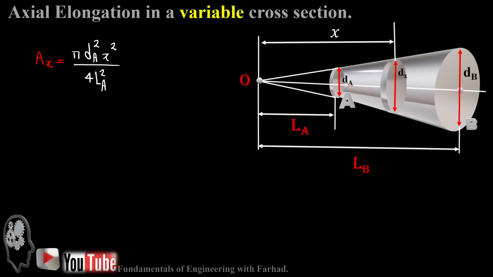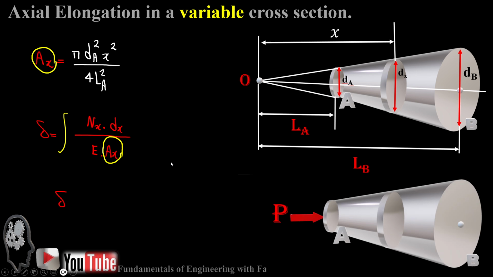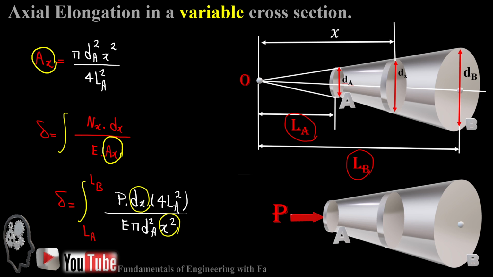Then if we have our variable cross-section area by this function, we can easily jot down the equation of delta, which is the integration of N_x dx over E A_x. So for our case, delta is the integration from L_A to L_B, then replace N by P because the force is just a concentrated load, P dx times 4 L_A squared, we just replace A_x in the equation, over E pi d_A squared x squared.